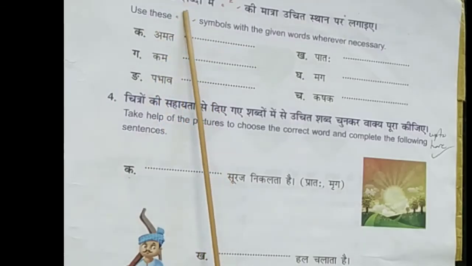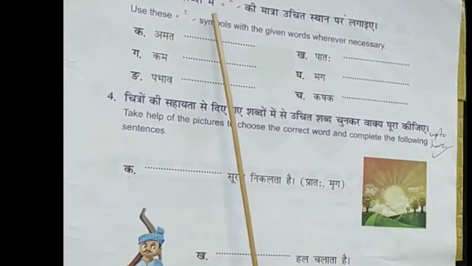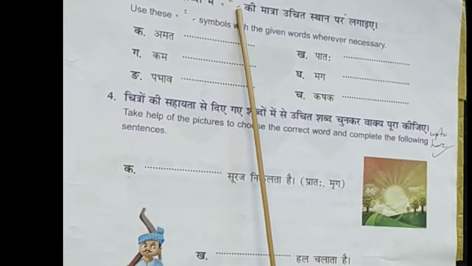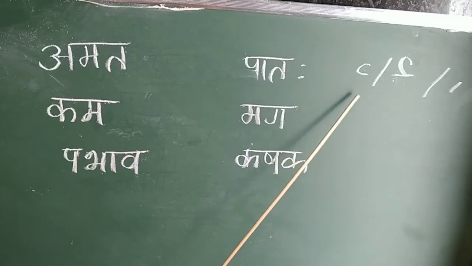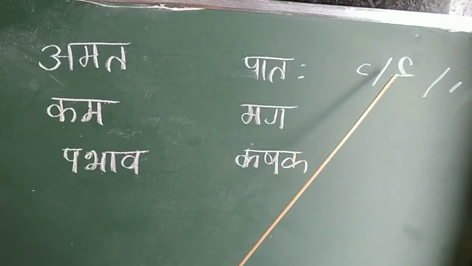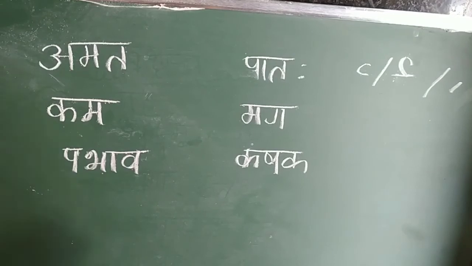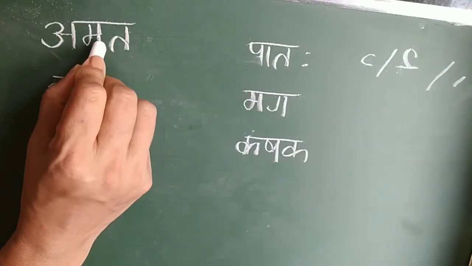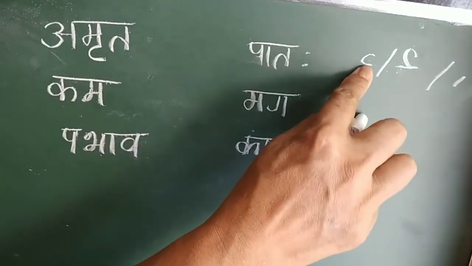Use these 3 symbols with the given words wherever necessary. See, we have already studied the symbol of re, the symbol of er, the symbol of padendrub. See the first one, Ahmad. So which symbols can we use? Re, er, or padendrub? Yes, we have to use the symbol of re, below the letter. So, below the second letter, we have to use the symbol of re.